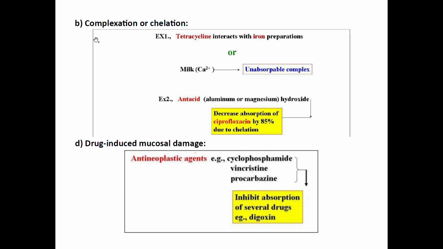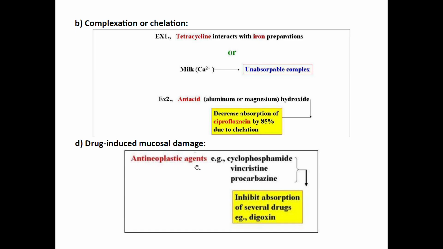Then complexation or chelation, like tetracycline interacting with iron preparations, or, you know, milk. It contains calcium which would interact and form a chelate with tetracycline, which ultimately leads to the formation of an unabsorbable complex. Like antacid contains aluminum or magnesium. Okay, this aluminum or magnesium is like calcium, which will form chelates with ciprofloxacin.